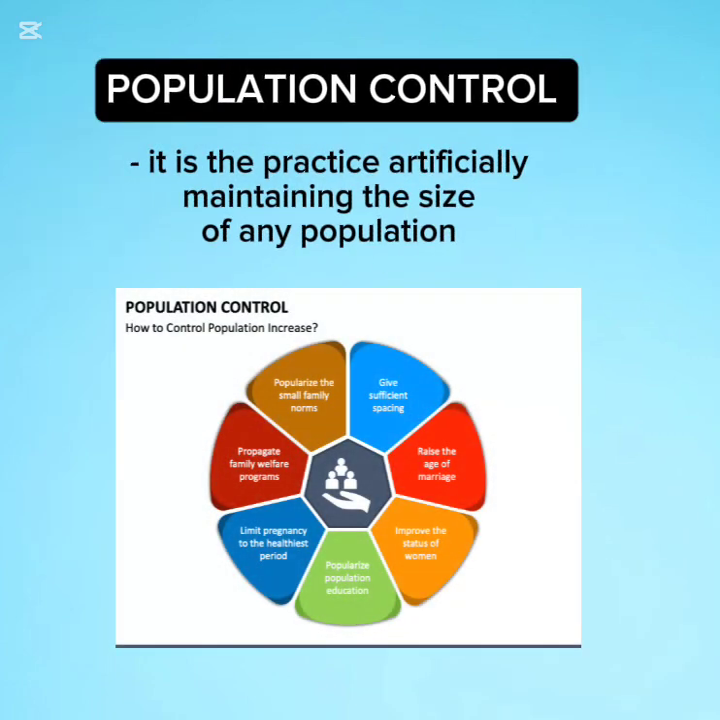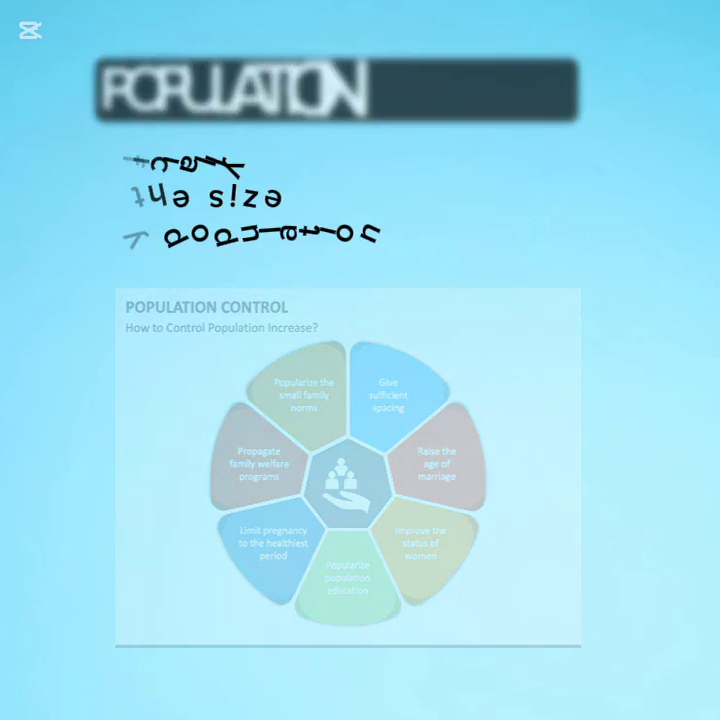Population control. It is the practice of artificially maintaining the size of any population to prevent overpopulation or underpopulation. It is applied to ensure ecological balance, resource availability, and species sustainability. Population control can occur in human, animal, and plant populations, often involving interventions to limit or promote population growth.